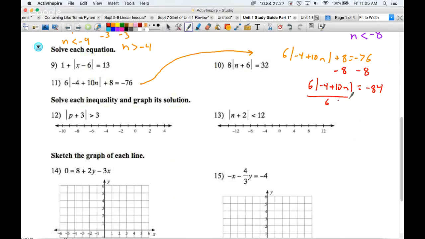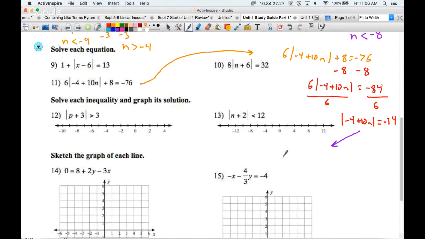Now is a good time to divide by that 6. We divide by it in this step because if we had tried to divide by it in the previous step, we would have also had to divide this 8 by a 6. That would have made this take just a little bit longer. So now I've got the absolute value of -4 plus 10n is equal to, I think that's -14. Would make sense. I might as well double check. Yep. Now that the absolute value bracket is isolated, we're going to split it into the two cases.